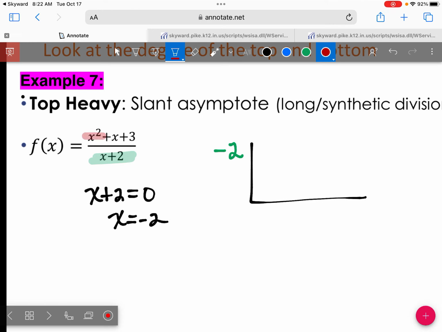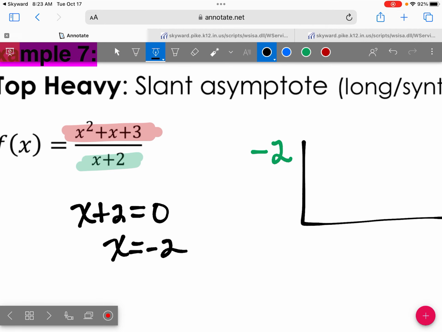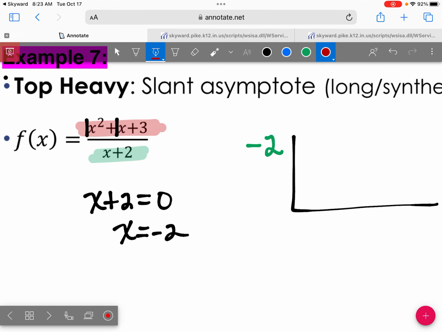And then here, you're going to list the coefficients of your numerator. So for this example, I have a 1 in front of the x squared, a 1 in front of x, and a 3. So go ahead and list those numbers, 1, 1, 3. Who remembers how to do synthetic division? Go ahead and try to do it. Bring down that first number, multiply, and add. So we bring down that first number.